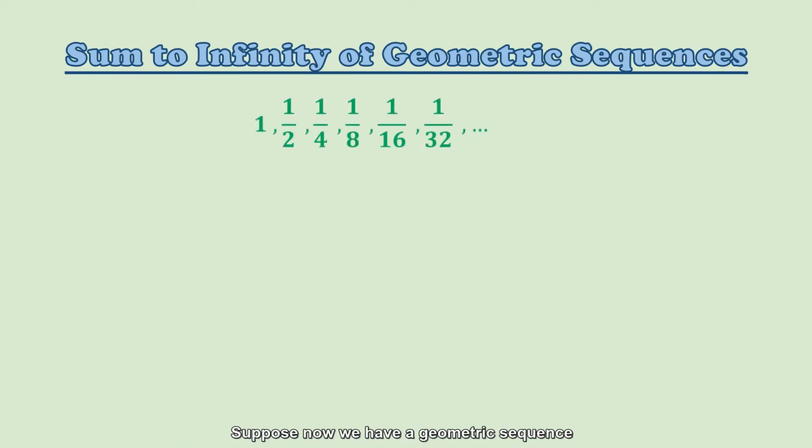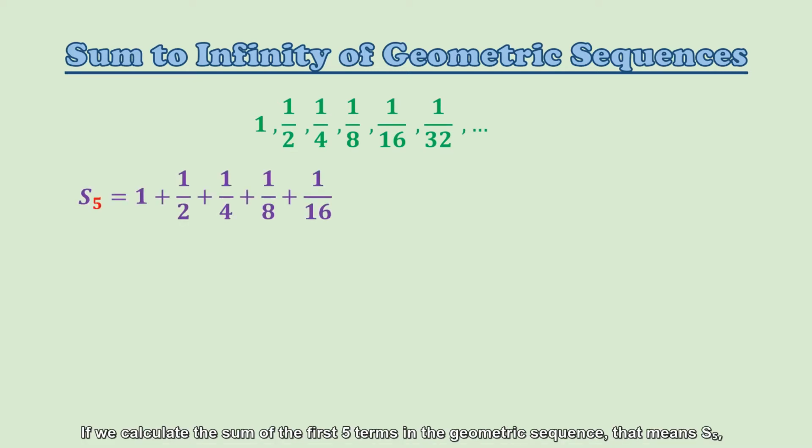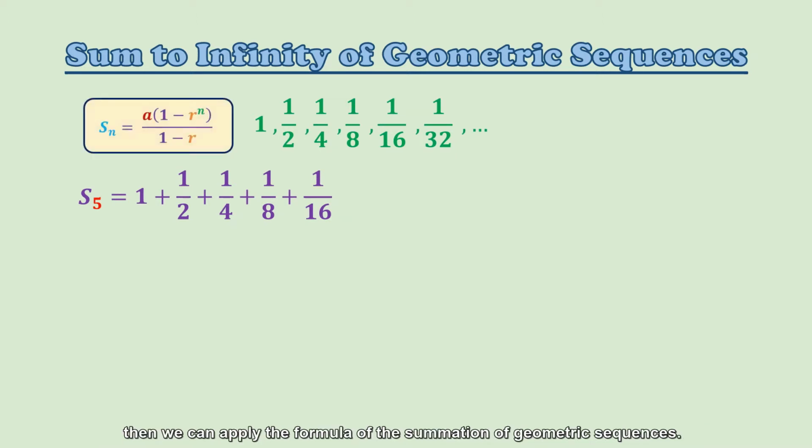In this video, we will take a look at the concept of sum to infinity of geometric sequences. Suppose now we have a geometric sequence with the first term to be 1 and the common ratio to be 1/2. If we calculate the sum of the first 5 terms in the geometric sequence, that means S5, then we can apply the formula of the summation of geometric sequences.